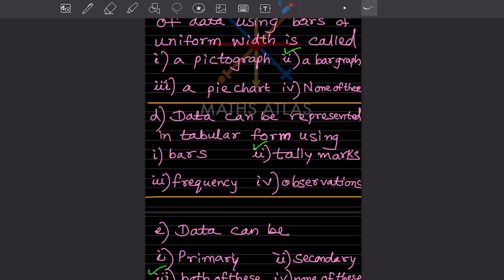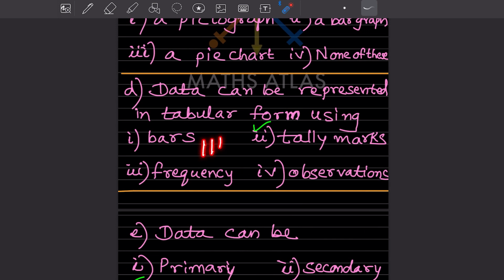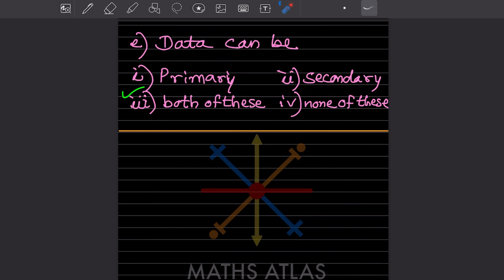Data can be represented in tabular form using tally marks, which we did in the first exercise of this chapter. We count with the help of tally marks. Tally marks means when we write 1, 2, 3, 4, 5, we don't put a line, but we put it like this, and that total is called 5. So these are tabular form using tally marks. Data can be primary, secondary or both. So by this we have completed this chapter.